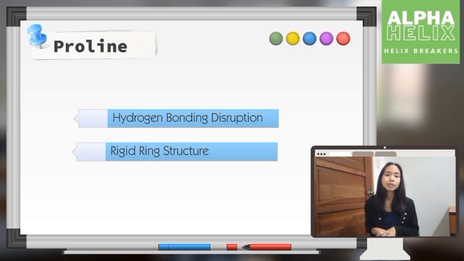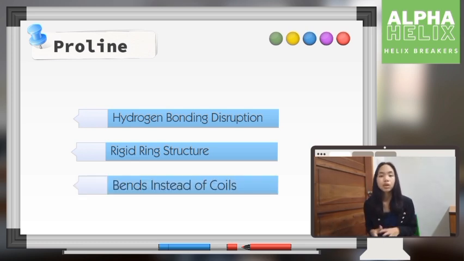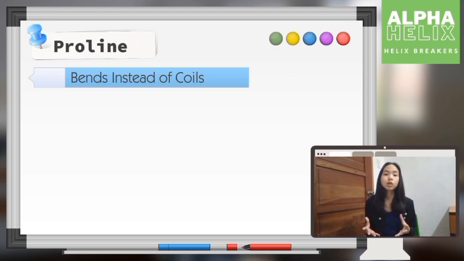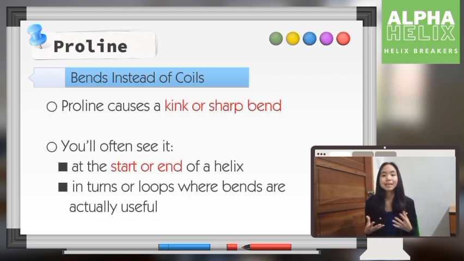Third is because it bends instead of coils. So because of its rigid and bulky shape, proline causes a kink or sharp bend when inserted into an alpha helix. That's why it's rarely found in the middle of a helix. Instead, you'll often see it at the start or end of a helix, in turns or loops where bends are actually useful for the protein's 3D shape.